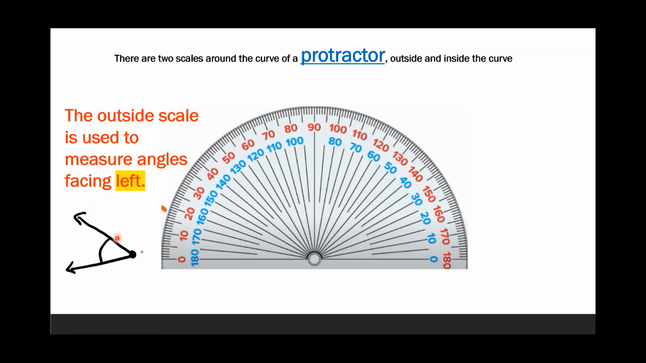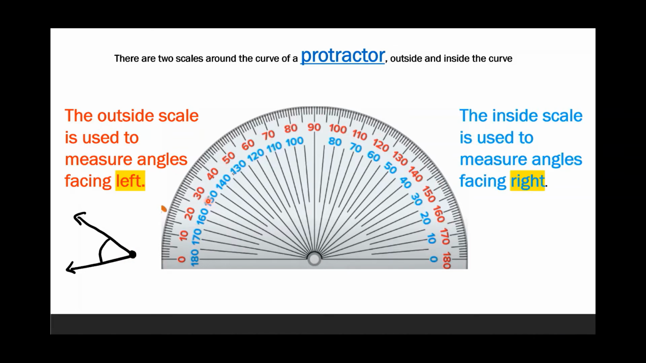If your angle is facing towards the left side, or it's opening towards the left, you will use the upper scale. And the inside scale is used to measure the angle facing right. If your angle is facing towards the right side, if it's open at the right side, you will use the inner scale. Do you understand this? Again, the upper scale is used to measure the angles facing left side, and the inner scale is used to measure angles facing the right side.